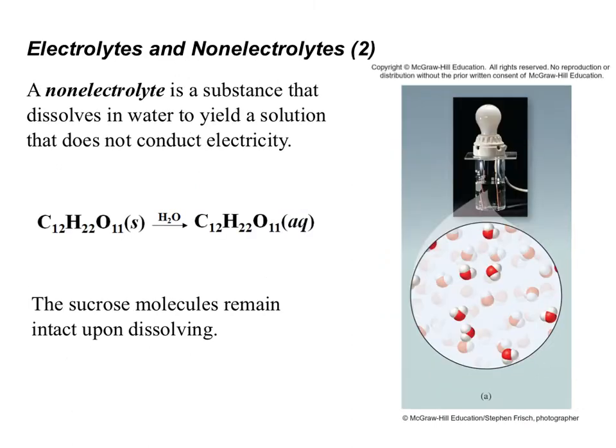On the other hand, a non-electrolyte is a substance that dissolves in water to yield a solution that does not conduct electricity. For example, sucrose, i.e. your sugar. When you dissolve it in water, it does not break apart into its ions. Rather, it remains intact upon dissolving.